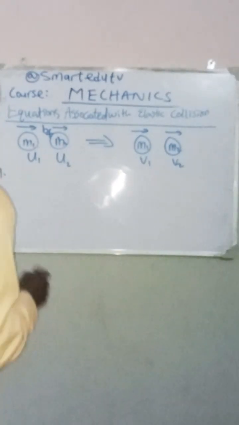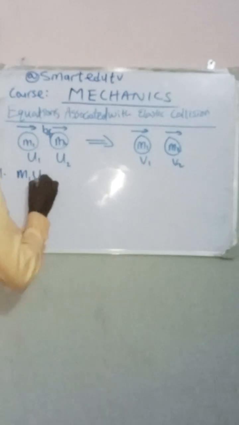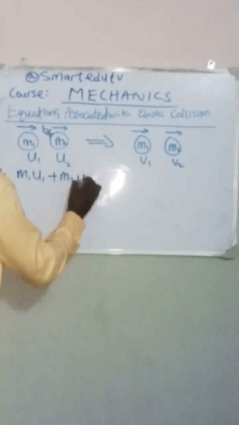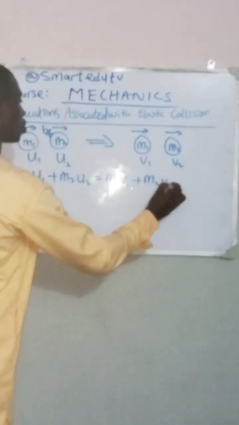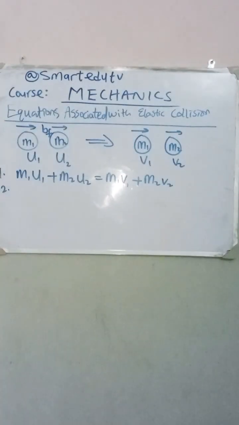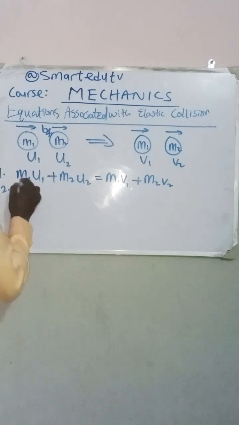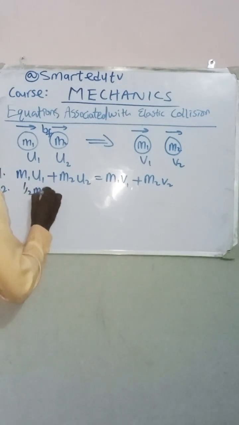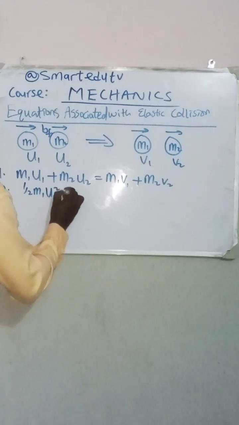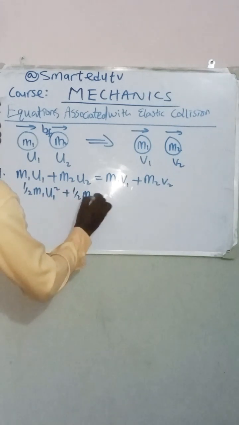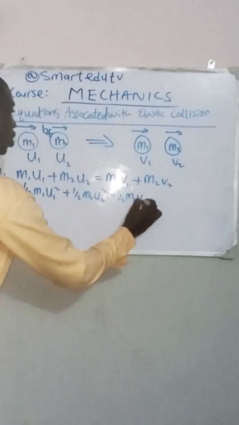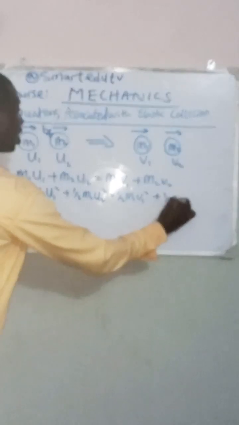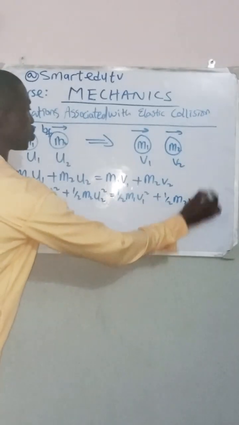So for the first one, the conservation of linear momentum: M1 U1 plus M2 U2 equals M1 V1 plus M2 V2. The second one, the conservation of kinetic energy: half M1 U1 squared plus half M2 U2 squared should be equal to half M1 V1 squared plus half M2 V2 squared.